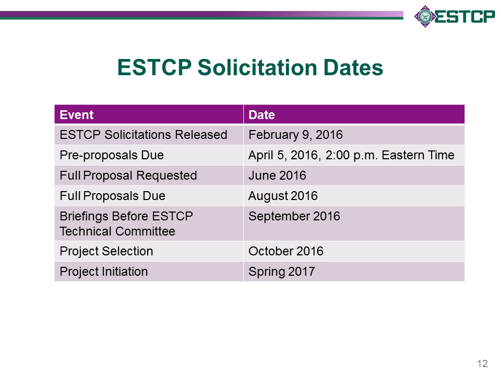The next chart covers the schedule for this year's solicitation. The solicitations were released in early February. Pre-proposals will be due on April 5th, 2 o'clock Eastern Time. We will request full proposals by the end of June. Full proposals will be due sometime in August, with briefings before the ESTCP Technical Committee to take place in September. Project selections will take place in October, and project initiation will begin in the spring of 2017, pending receipt of funds.